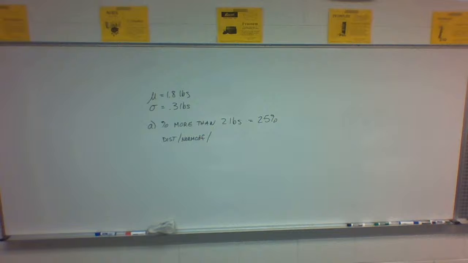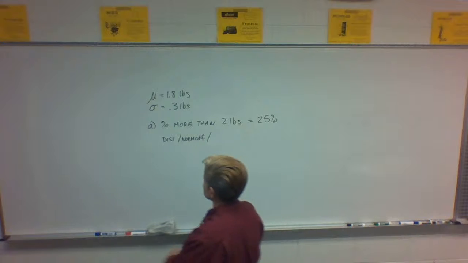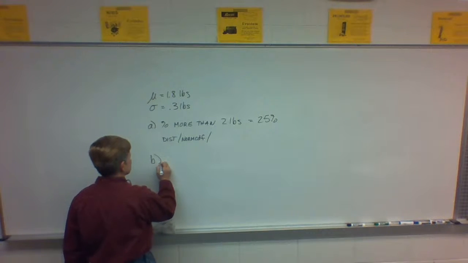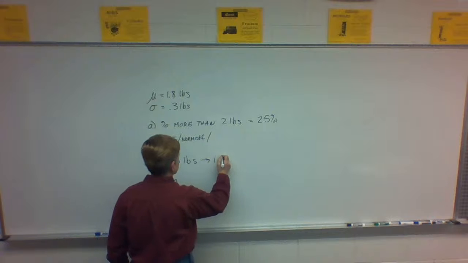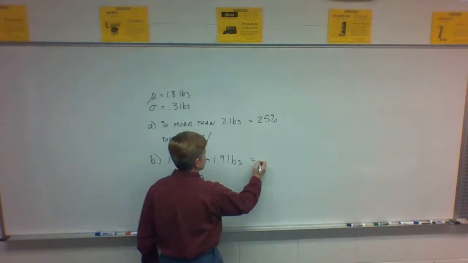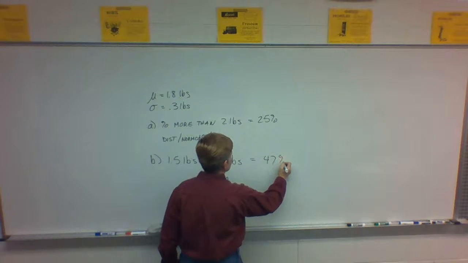B part says, what percentage of these adult rodents have a weight between 1.5 and 1.9? What was it? 47%? Yeah.